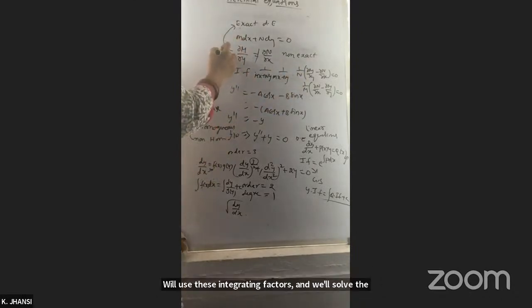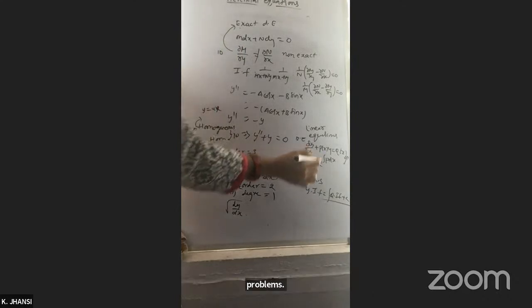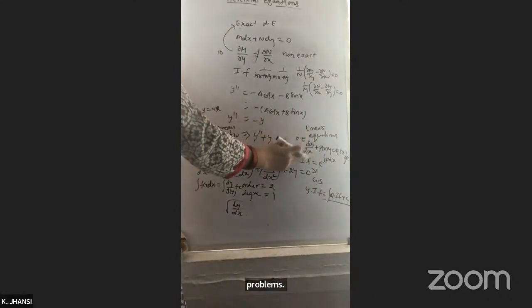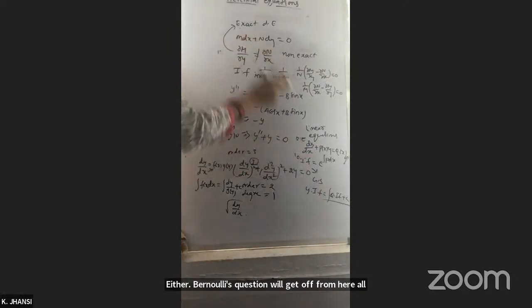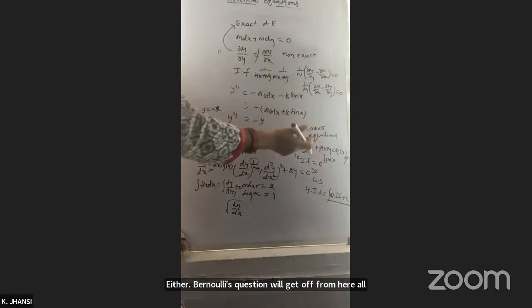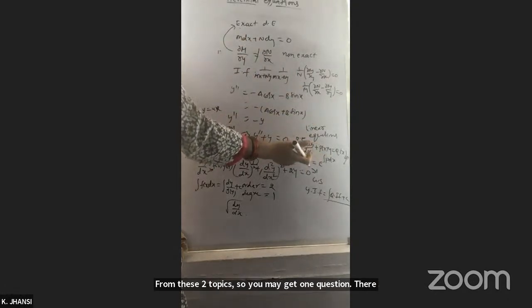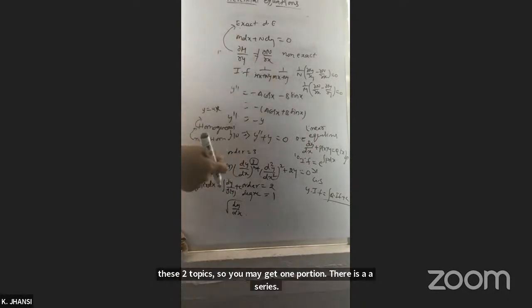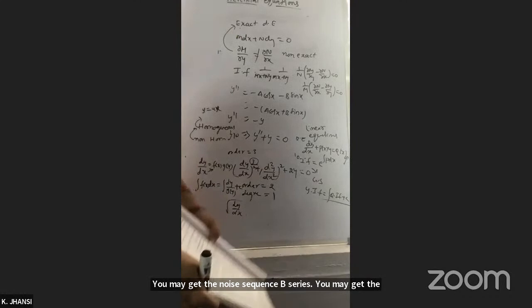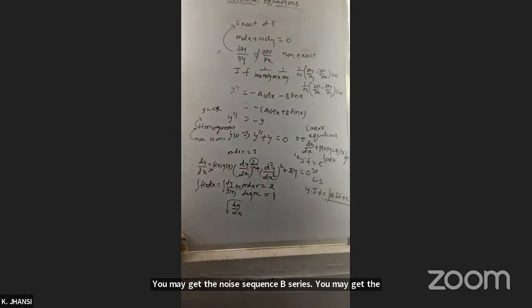So this is one 10 marks question and this is one 10 marks question. Either you will get Bernoulli's equation or this one or this one. So 9A is from these two topics. You may get one question in A series, Bernoulli's equation, and in B series you may get exact and non-exact like that. So this is about block 2. Tomorrow we'll see block 3 and block 4.